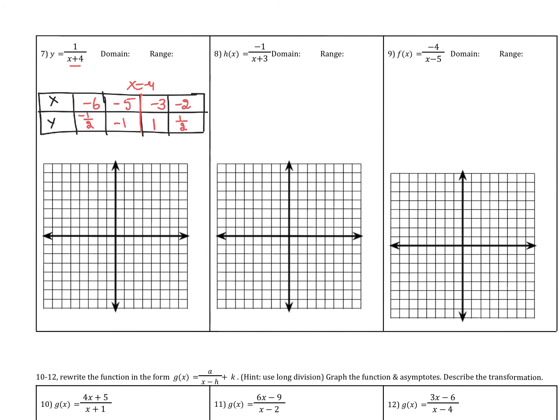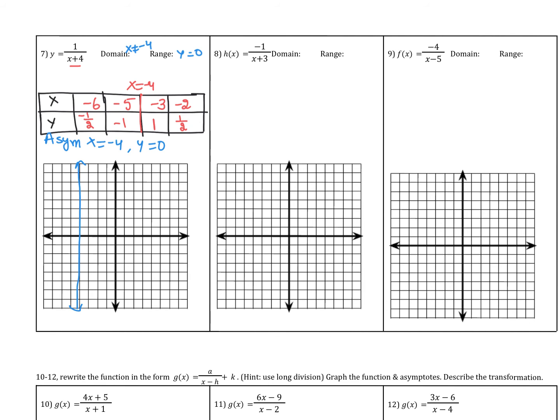The asymptotes are going to be x is negative 4 and y is 0. For domain, x should not be negative 4, y should not be 0. The asymptote x equals negative 4 is going to be a straight vertical line. And now you're going to plot the points.